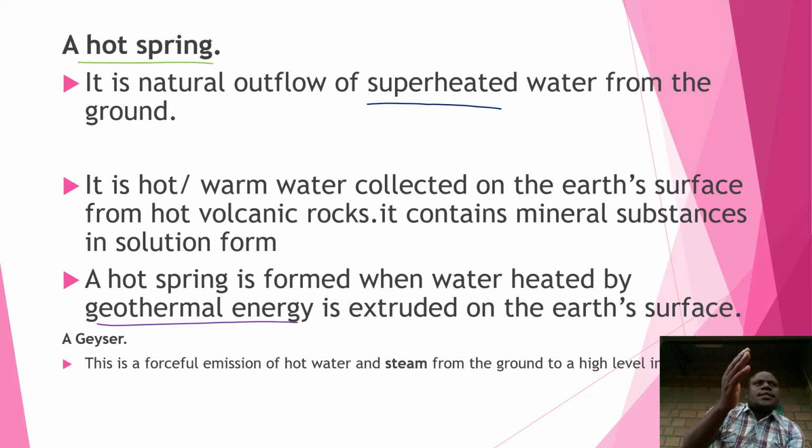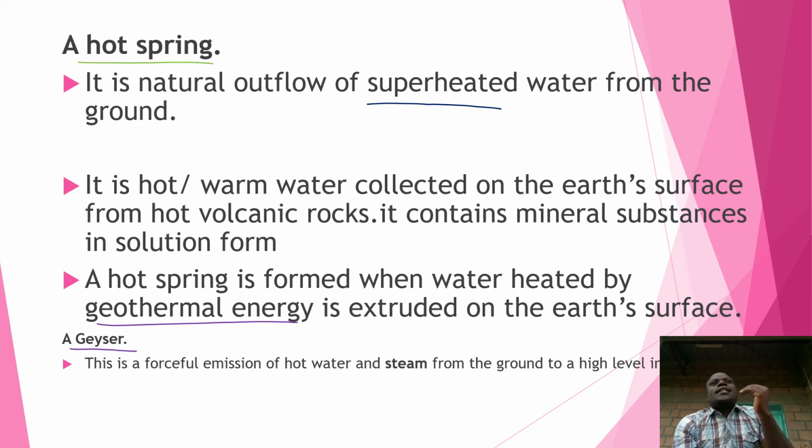So this water, which tries to look for its way out, will follow the lines of weaknesses to get exposed outside or on Earth's surface. Reaching the surface, it collects together and forms a hot spring. Hot springs can be seen in Rubavu, Gisenyi, and Cyangugu. Then I think Rusizi. Then we have geyser.